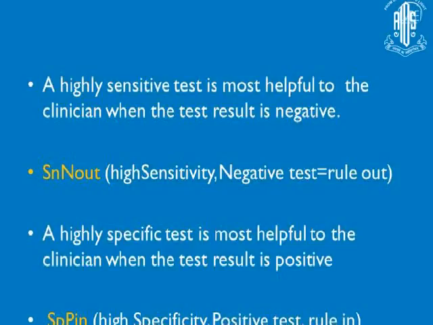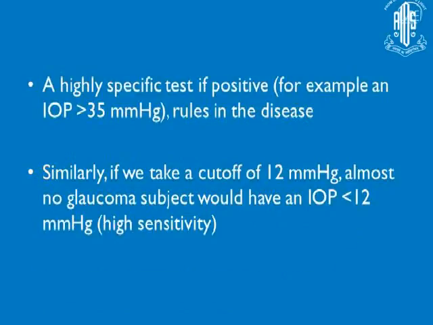So high sensitivity, a negative test, a disease is ruled out. High specificity, positive test, a disease is ruled in. So a highly specific test, if positive, rules in the disease. Similarly, let's say if we reduce the cutoff to 12 millimeters, almost no glaucoma subject would have an IOP of less than 12. So that is a high sensitivity.